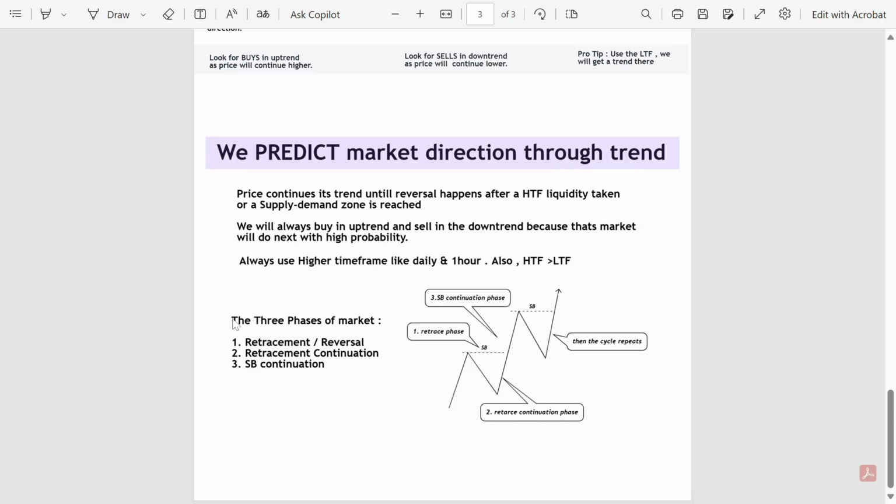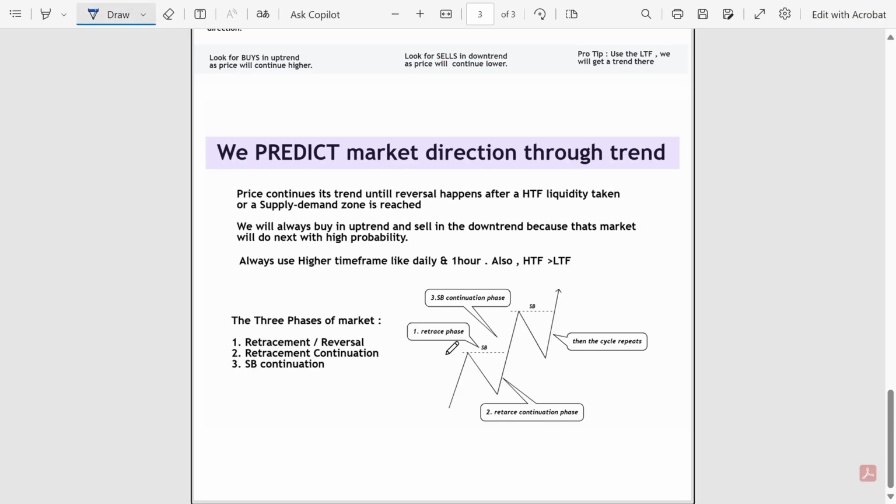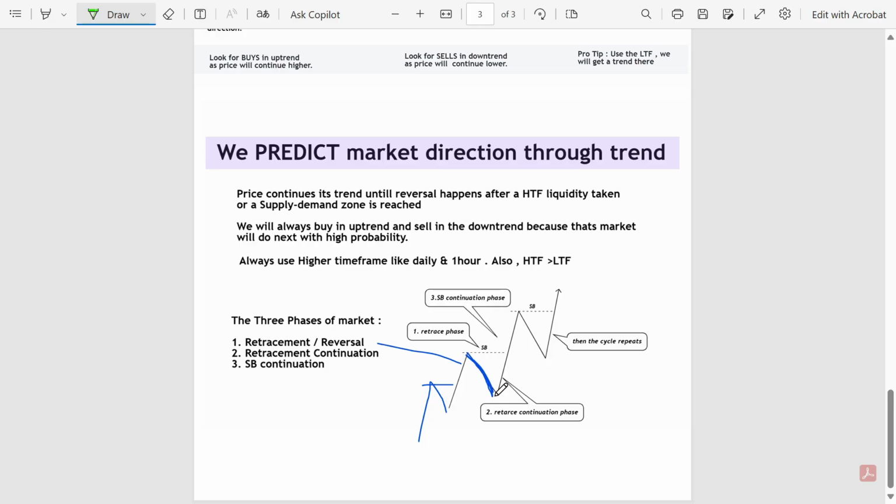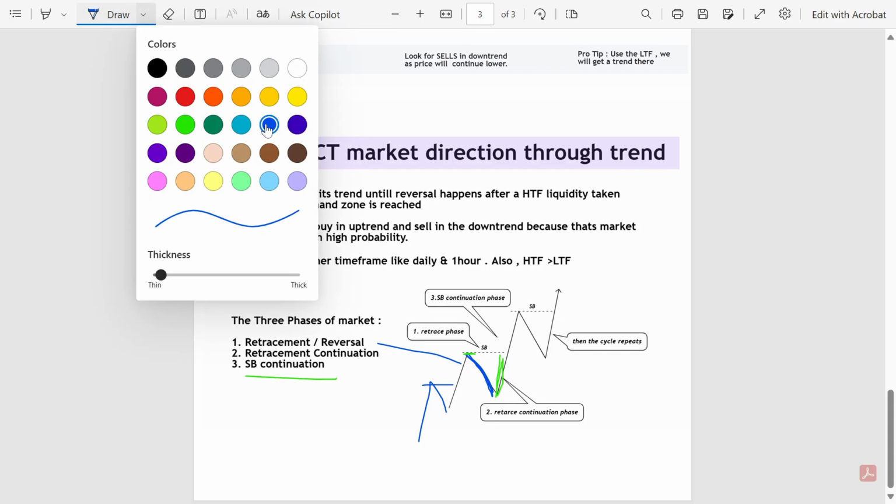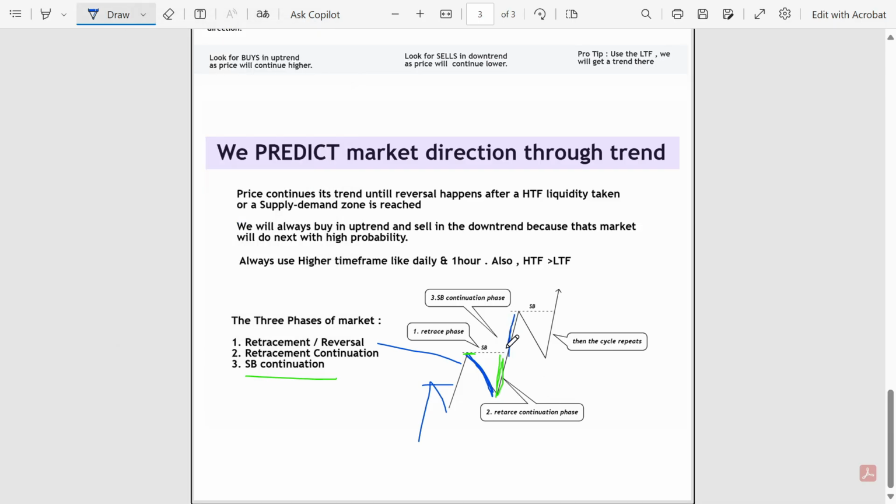Now the other thing is there are three phases of the market. In a swing structure there are three phases. For example, price is moving over here, this is a structure break, so price retraces. So this retracement is the first phase, and the retracement continuation is the second phase till this structure break high. Okay, and the third phase is once the structure has been broken, then the price moves upside. This is the third phase. So we have these three phases of the market.